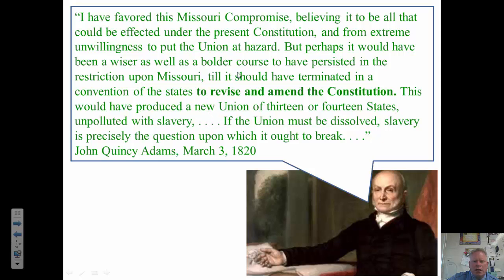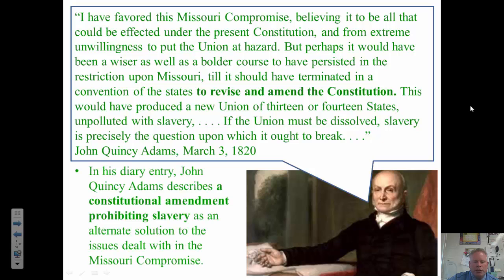So he's saying that his alternate solution would be to not let the South have their way with Missouri. That would have caused them to eventually amend the Constitution outlawing slavery, which would have caused the South to leave and form their own country. If the Union must be dissolved, slavery is precisely the question on which it ought to break. Those were just his thoughts. That's not what really happened. So in his diary entry, John Quincy Adams describes a constitutional amendment prohibiting slavery as an alternate solution to the issues that dealt with the Missouri Compromise.